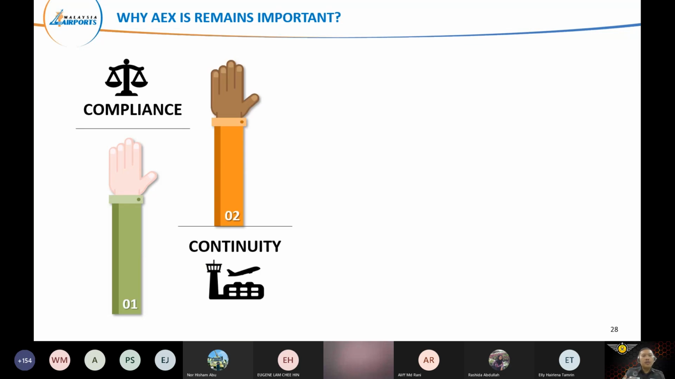The second one is the continuity of the flight operation. Even though we are having very little flight movement, until today we still have flight movement at KL International Airport per se. So there is a need to maintain our staff preparedness and resilience, even during low flight movement. So it's about continuity.